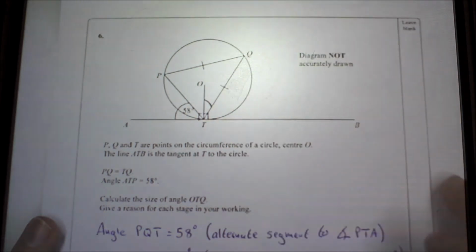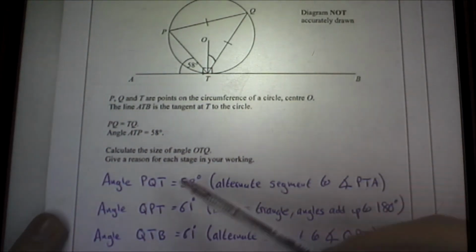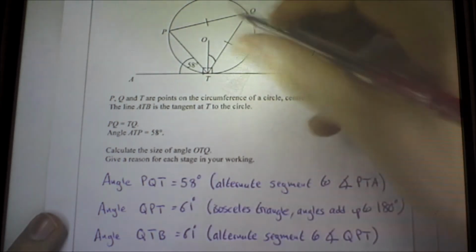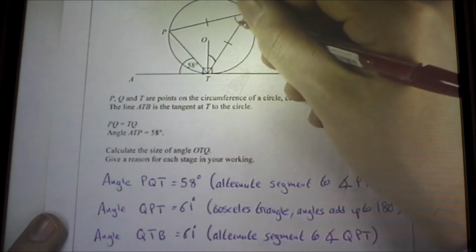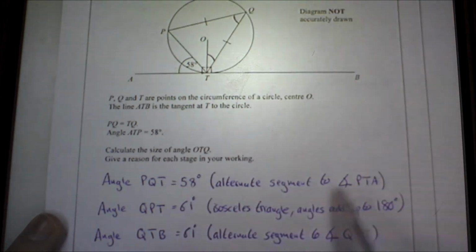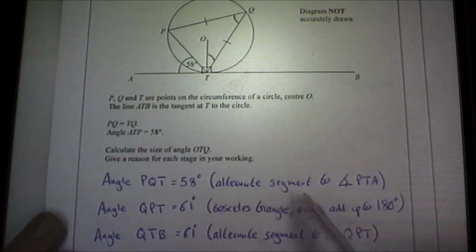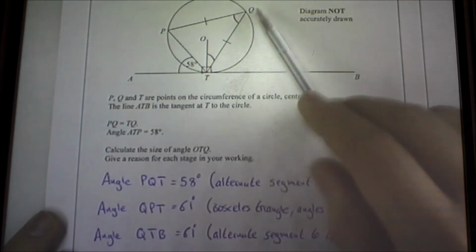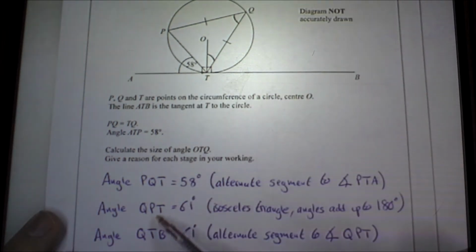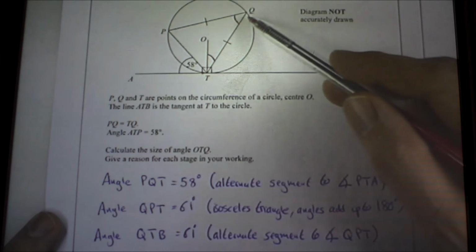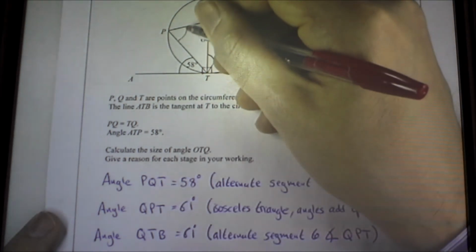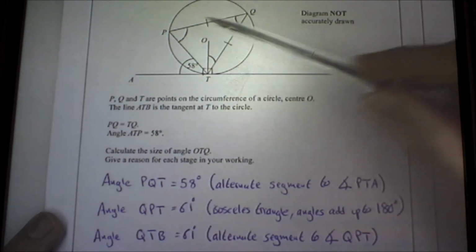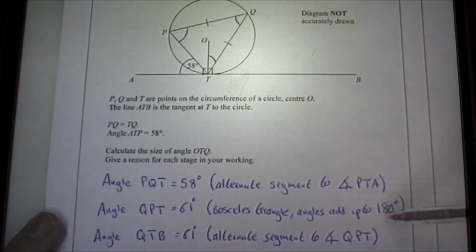Right, I'll try and explain this as best I can. Angle PQT, so that one in there is 58 degrees, because it's an alternate segment to angle PTA, which is that one there. Angle QPT is 61 degrees, because that's an isosceles triangle, and the angles in a triangle add up to 180 degrees. That's how you work that out.